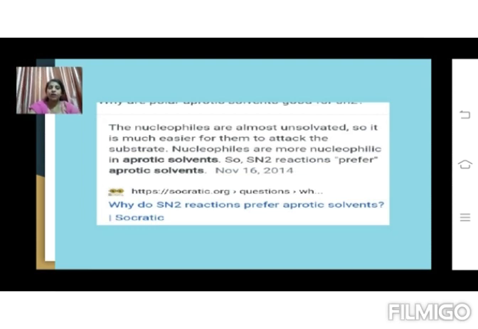So, the nucleophiles are almost unsolvated, so it is much easier for them to attack the substrate. The nucleophiles are more nucleophilic in aprotic solvent, so SN2 reaction prefers aprotic solvents. So these are all. This was the session for the nucleophilic unimolecular reaction, that is SN1 reaction, where we have seen that the example includes the tertiary butyl bromide group. Then we have completed the 3 factors which affect the rate of the reaction, for both SN1 and SN2, the three factors and the reason for that. Thank you.